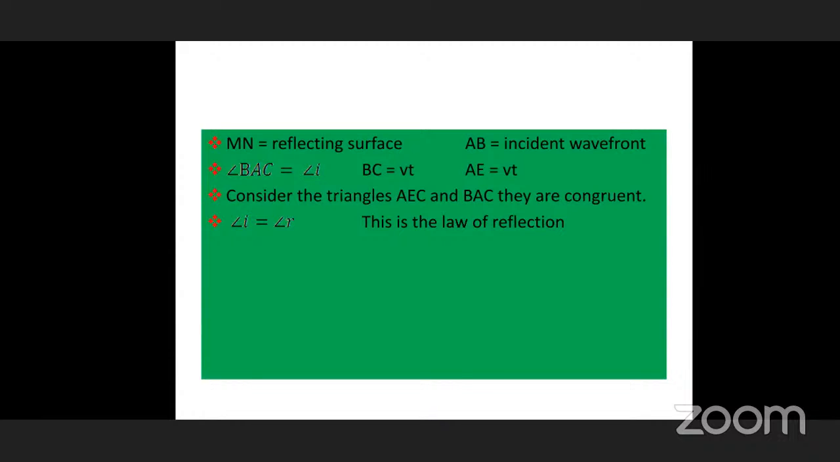So according to the rules of congruence, when two sides are equal and also two angles are equal and one is the common base, in the congruence law, we can tell angle BAC is equal to angle ECA, which we call angle R. So angle I is equal to angle R. So incident angle is equal to reflected angle.